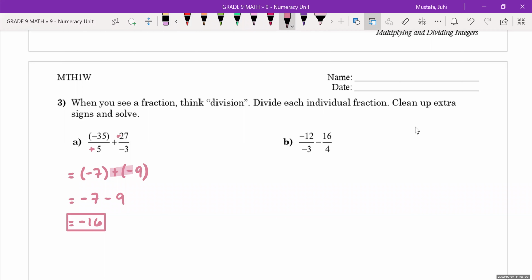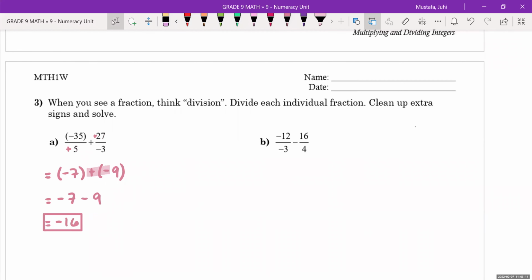What do you guys think of that example? Okay? Is it familiar to you? Yeah? I see a couple of thumbs up, so that's awesome. Let's just keep going. On to the next one.